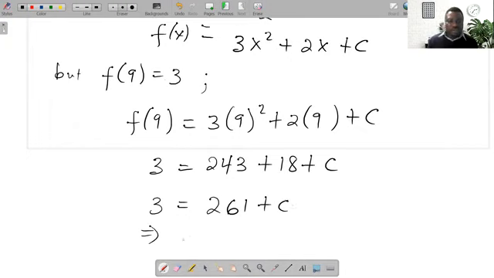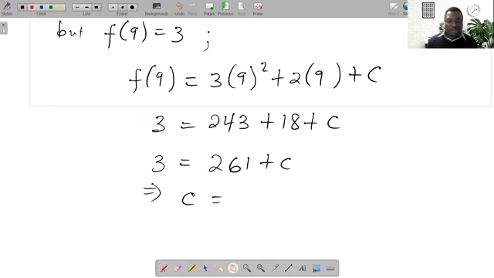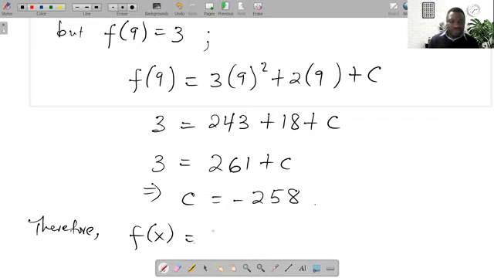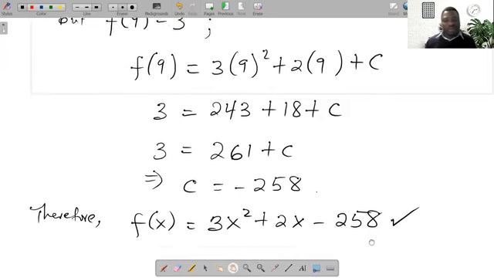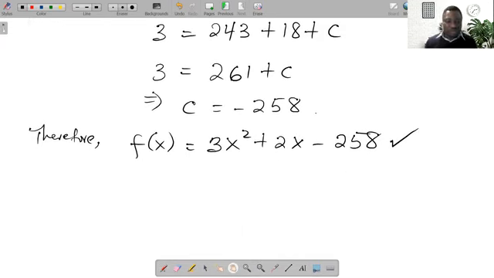And so my c will just be when I subtract this amount from 3. So that should give me negative 258. Therefore, the function that I'm looking for would be 3x squared plus 2x minus 258 be your result. This is what we call the initial value problem.